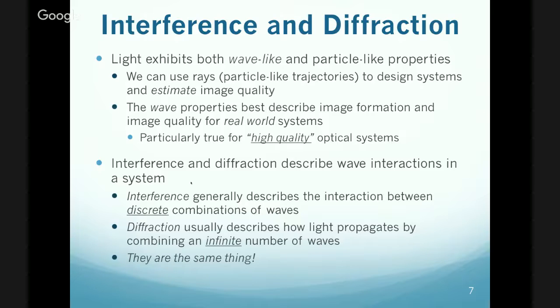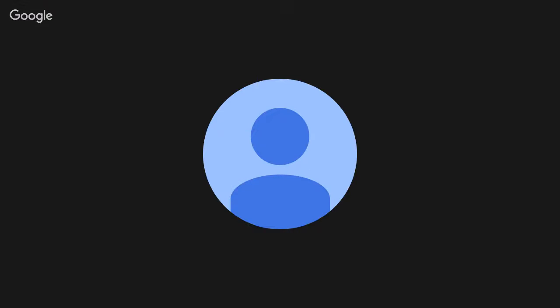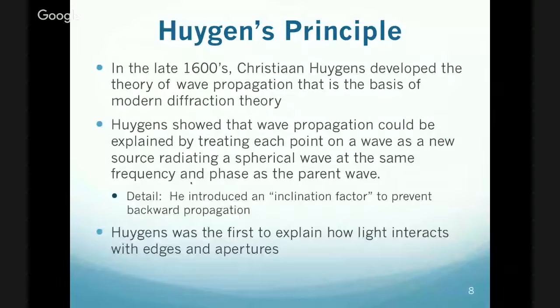And I told you we were going to back up to the 1600s. Here it is. It was Christian Huygens who, back in the 1600s, first developed the theory of wave propagation that's still the basis of modern diffraction theory. He was a very clever guy, and he showed that wave propagation could be explained by treating each point on a wave as a new source radiating a spherical wave at the same frequency and phase as the parent wave. But he had to introduce one little tweak to that idea, and this was very important, something called an inclination factor, which prevented backward propagation.